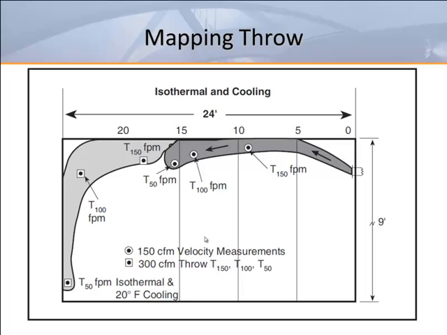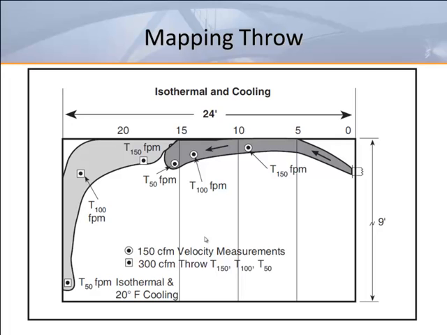Next, notice that for the 150 CFM jet, when the cool air reaches a velocity of about 75 feet per minute, the jet loses surface effect and starts to drop off the ceiling, leaving the potential for drafts in the occupied zone in that area. Finally, for the 150 CFM jet, we see that the 50 foot per minute cooling distance is approximately the same as the 100 feet per minute distance with isothermal air.